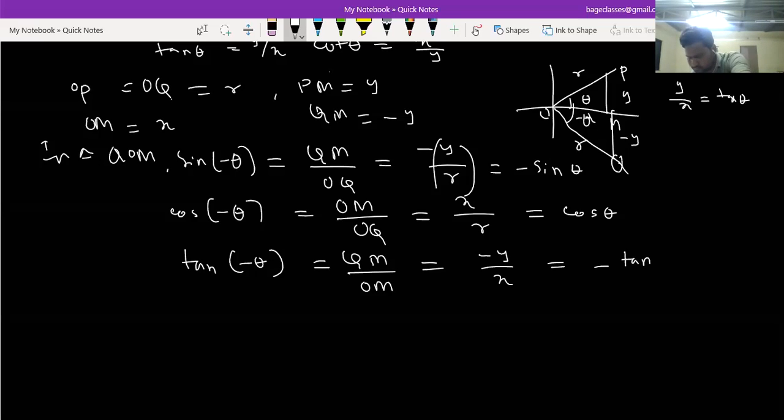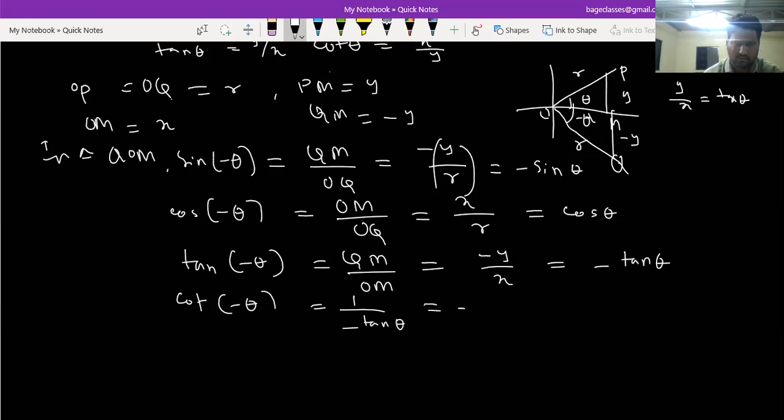Then, now what is cot of minus theta? Cot is nothing but the reciprocal of tan, so cot of minus theta is 1 by tan of minus theta. So it becomes 1 by minus tan theta. So it is minus cot theta.